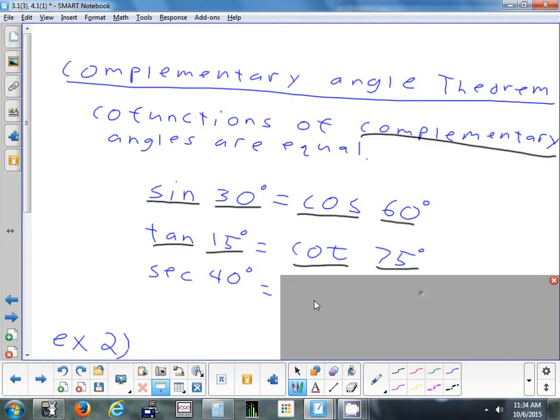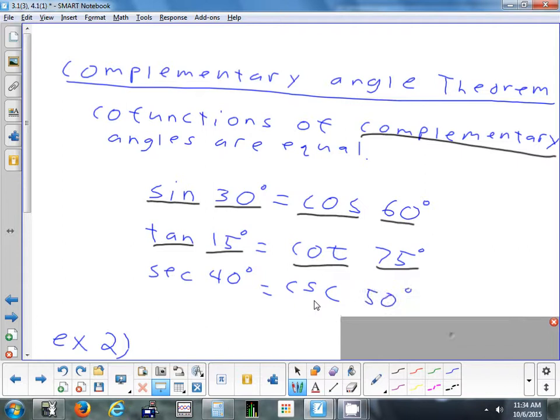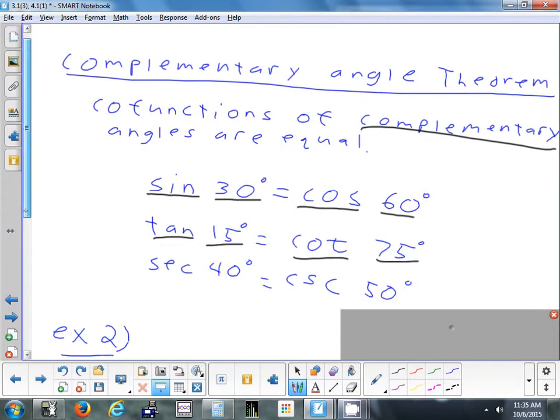Okay, and how about the last one? Anyone think they could tell me what the secant of 40 would be the same as? John? Cosecant of 50 degrees. Yeah, the secant would be cosecant. And what did you say for the angle? 50 degrees. Yeah. What's the complement of 40? 50. Yeah.